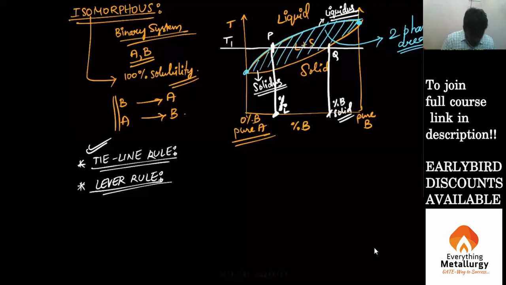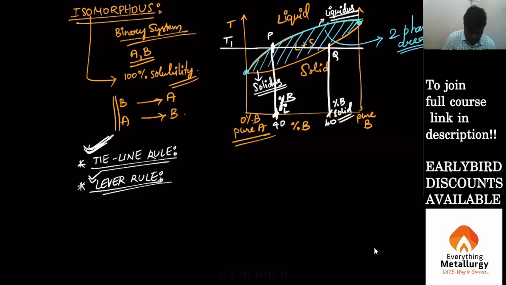So the composition of liquid and solid can be calculated. For example, if I have 40 here and 60 here, I can say that 40% B is the composition of liquid and 60% B is the composition of solid. 40% B in the sense 60% of A, just the other way for the other case. So this is the first one, the tie line rule. In order to calculate the compositions of solid and liquid, we use this.